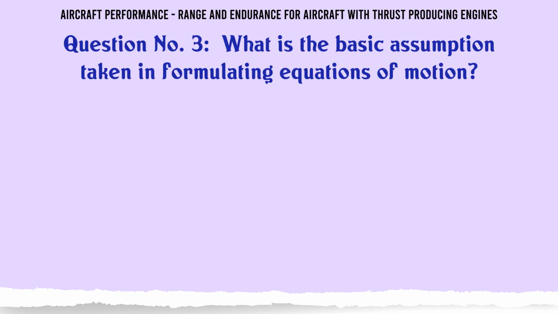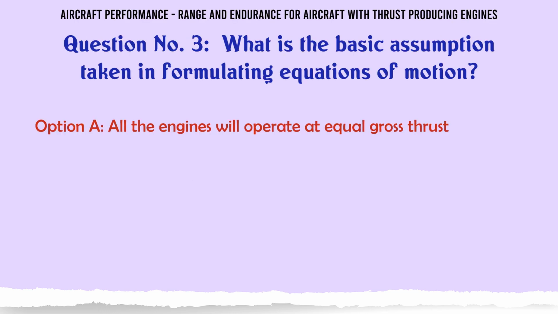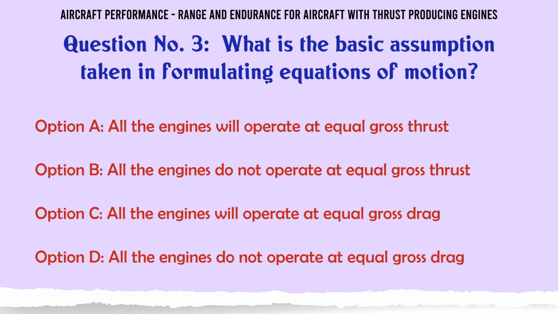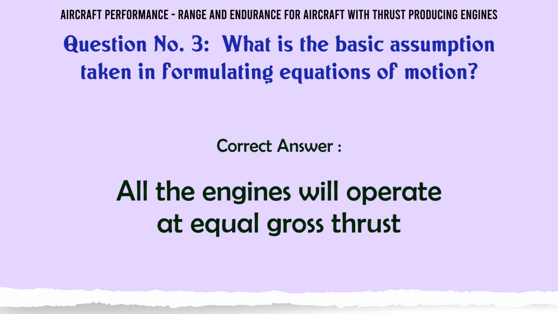What is the basic assumption taken in formulating equations of motion? A. All the engines will operate at equal gross thrust. B. All the engines do not operate at equal gross thrust. C. All the engines will operate at equal gross drag. D. All the engines do not operate at equal gross drag. The correct answer is all the engines will operate at equal gross thrust.